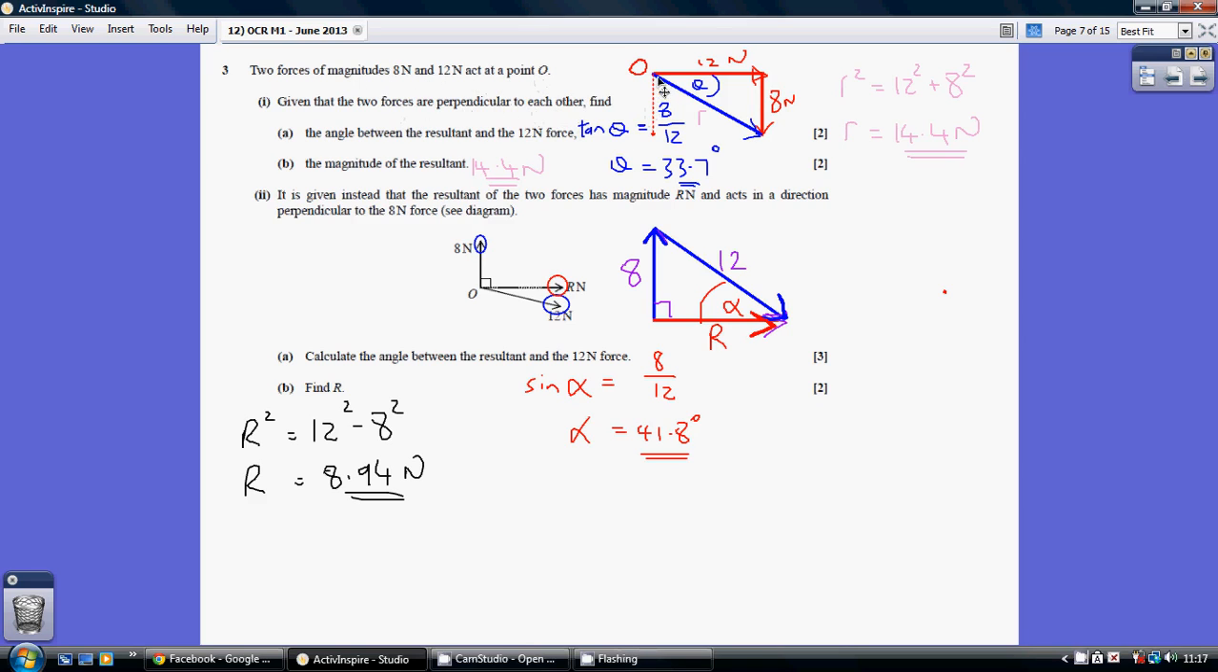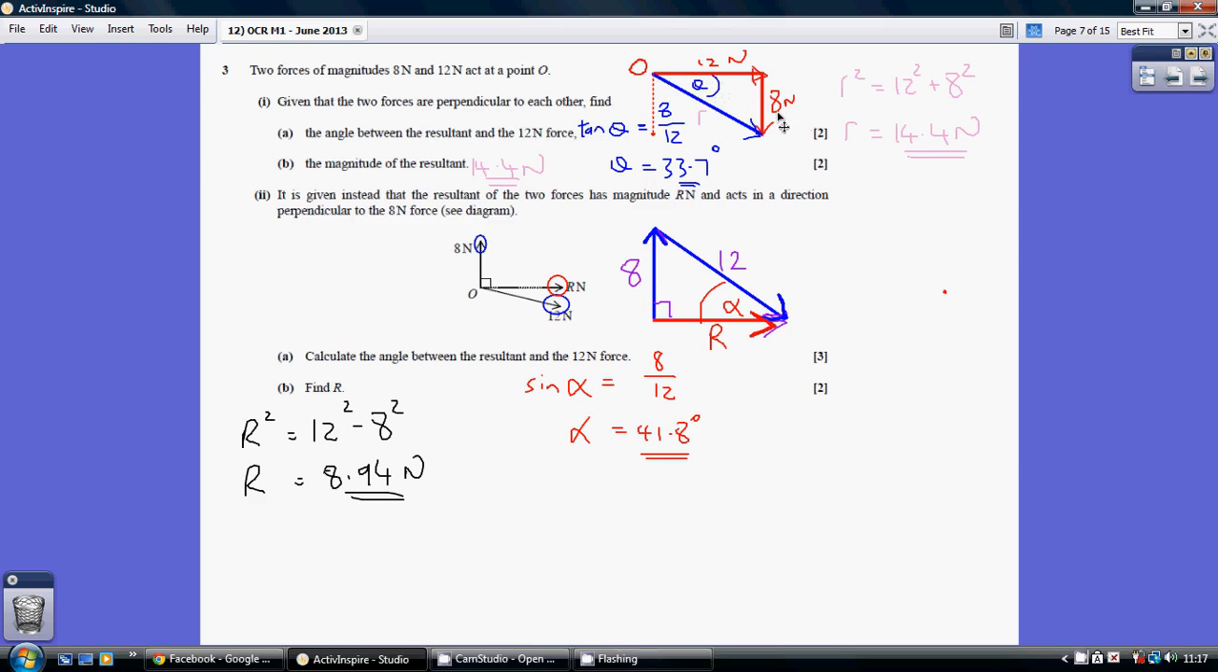So really what we've got here is a 12 along and an 8 down operating from 0, but the net effect is best viewed if we just move this force to the right along to here. So we say our net effect is a 12 to the right and 8 down, so that's our resultant force, that diagonal. So bearing that in mind, we're being asked to work out the angle between the resultant force and the 12 Newton force, so this angle here.